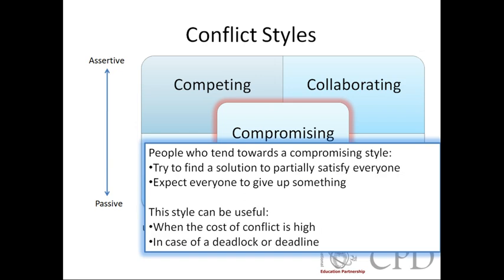People who tend towards a compromising style are in the middle between assertiveness and passivity, and in the middle between cooperativeness and uncooperativeness. So they're trying to find a solution that's going to partially satisfy everyone, and they expect everyone to compromise. This can be quite useful, again, with parents where the cost of conflict is high, and in the case of deadlock or a looming deadline, it can be particularly useful to get a decision made.